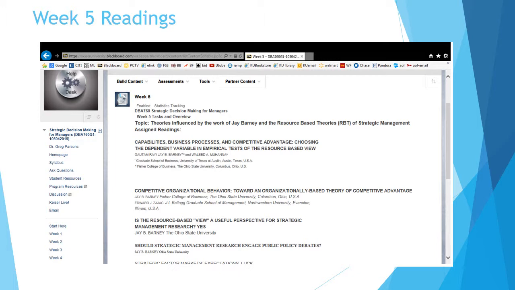This also relates to the swinging of the pendulum that we talked about in the very first week of class, how things go back and forth. Where Porter looked at the external factors, Barney starts to go back and look at the internal factors. So we have a number of readings, some by J. Barney, some about the work of J. Barney. Obviously, he continues to be an influential researcher in this particular area.